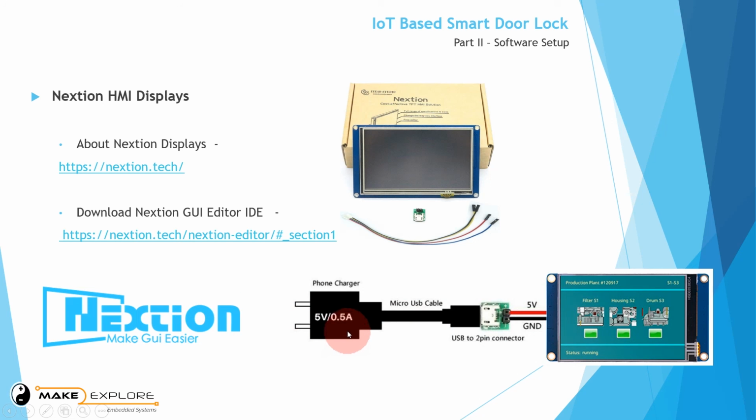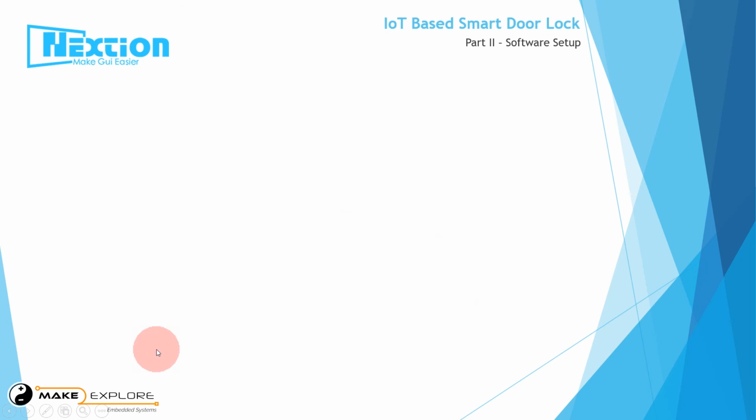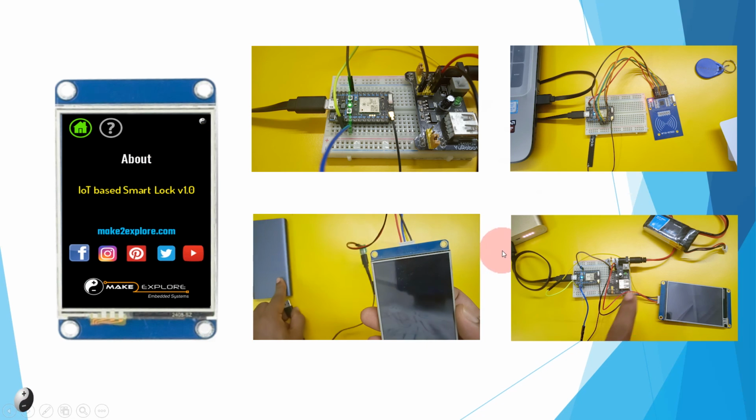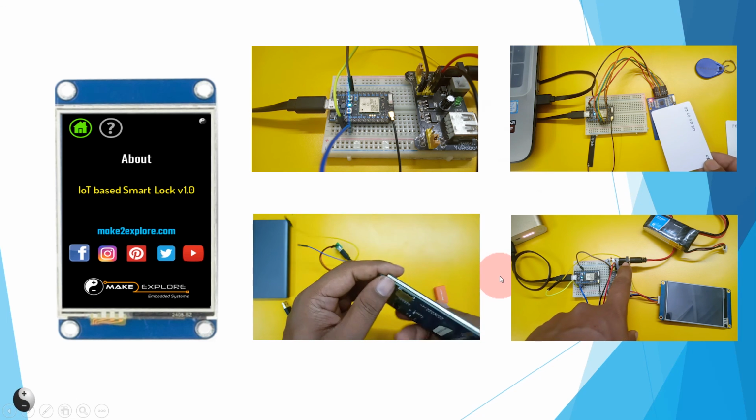We will provide the Nextion project file and TFT file of this project on our GitHub account. You can download it, load it using the Nextion editor software and modify or edit it as per your display resolution. This was all about software configuration of the project. In the next video we will see hardware interfacing of main components in the project and their coding. Stay tuned.